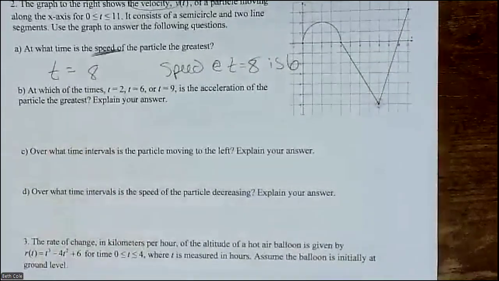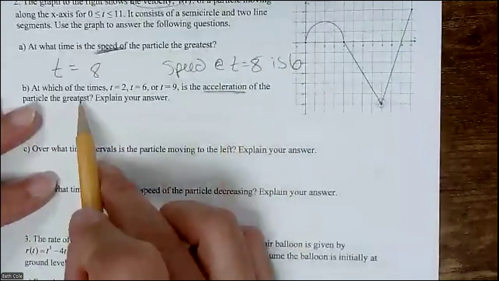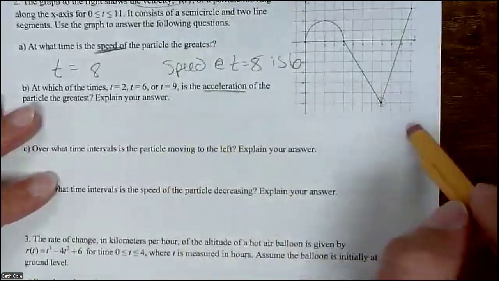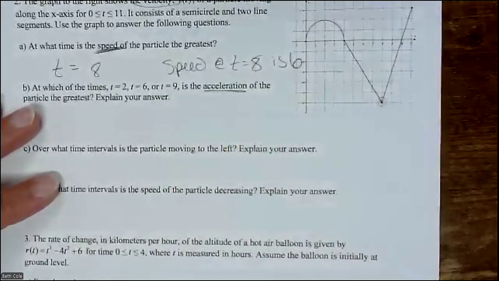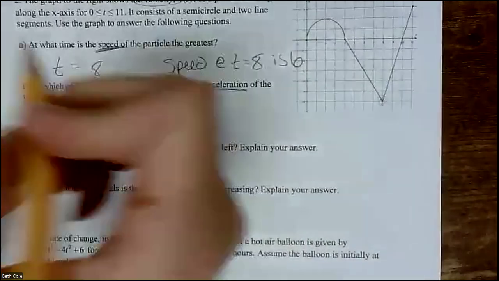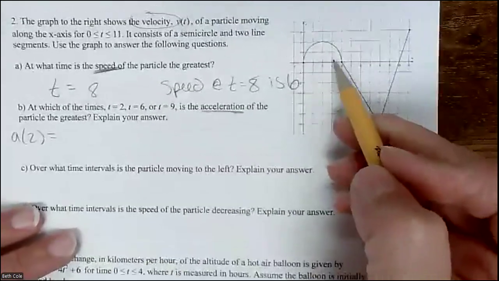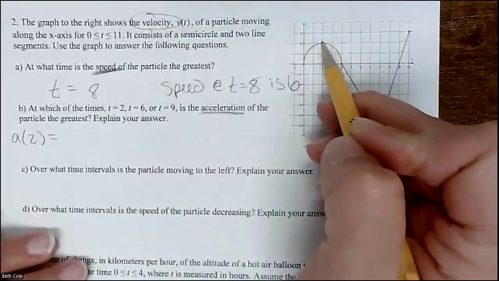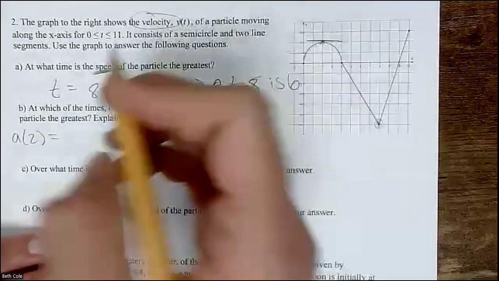All right, letter B. At which of these times, so it's kind of like multiple choice, is the acceleration the greatest? This is not the graph of acceleration. It's the graph of velocity. How do you get from velocity to acceleration? Derivative, perfect. All right, so let's do acceleration at 2. At 2, you have to watch me point to it. That's right here. What is the slope of my tangent line? 0.